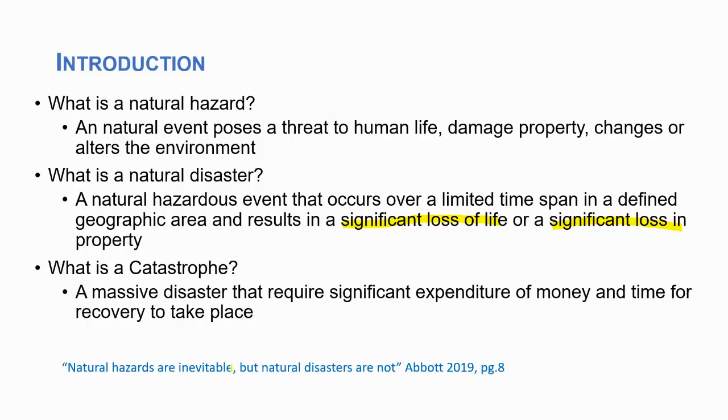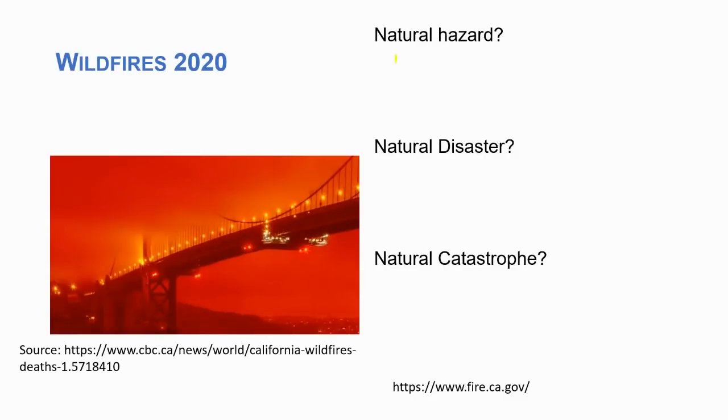And so we can mitigate some of these effects, and we're going to talk about mitigation throughout this course, because natural hazards are inevitable, but natural disasters are not. And that's a quote directly from your textbook on page 8. Your textbook uses a different example to take you through. It talks about rivers, but I'm going to take you through wildfires. And again, this is a current event that's happening.